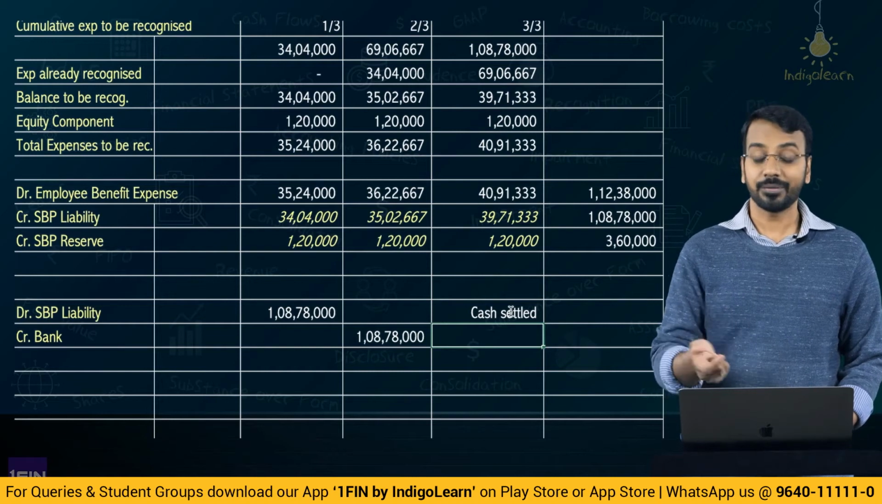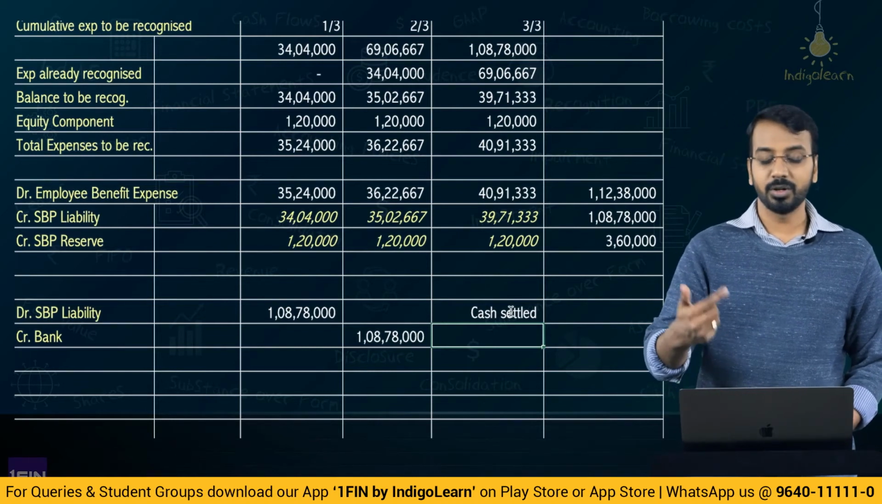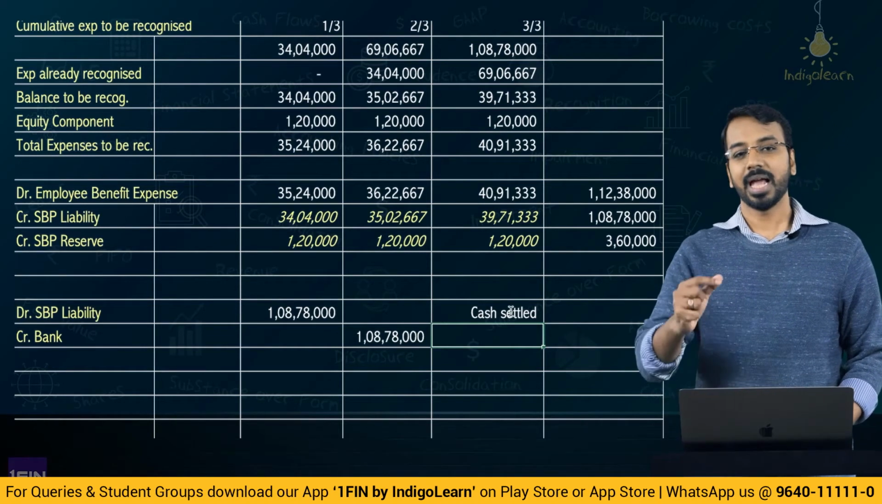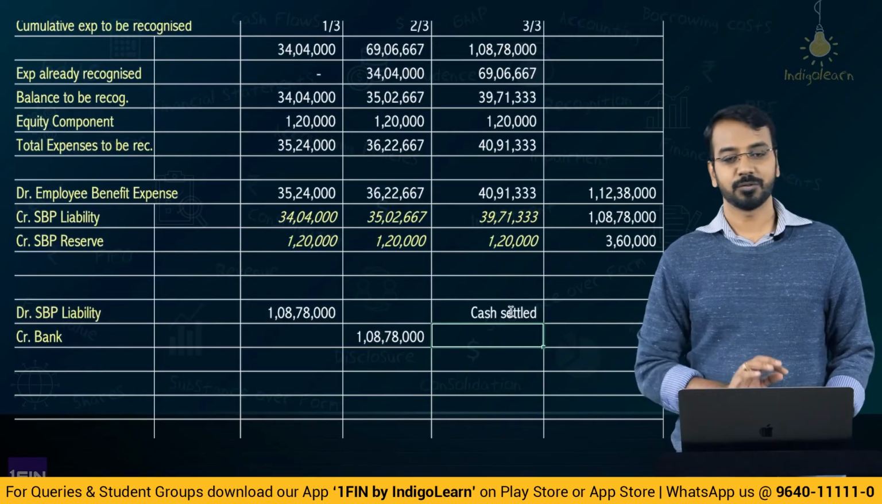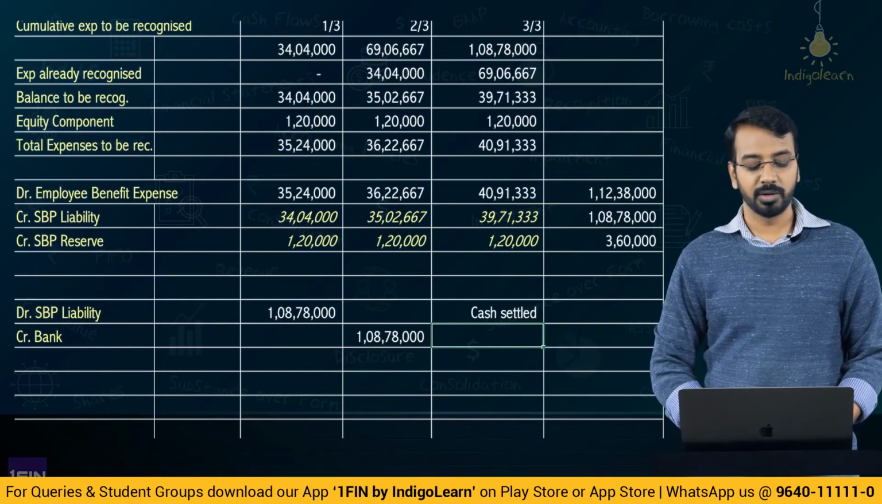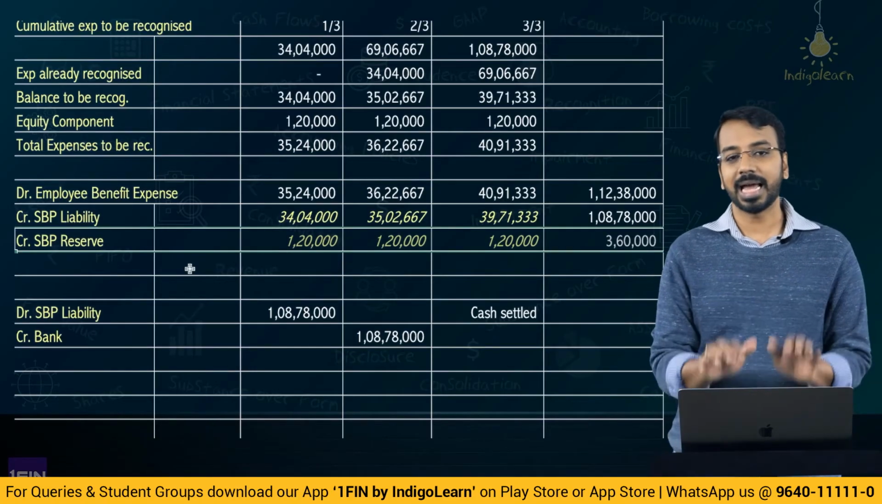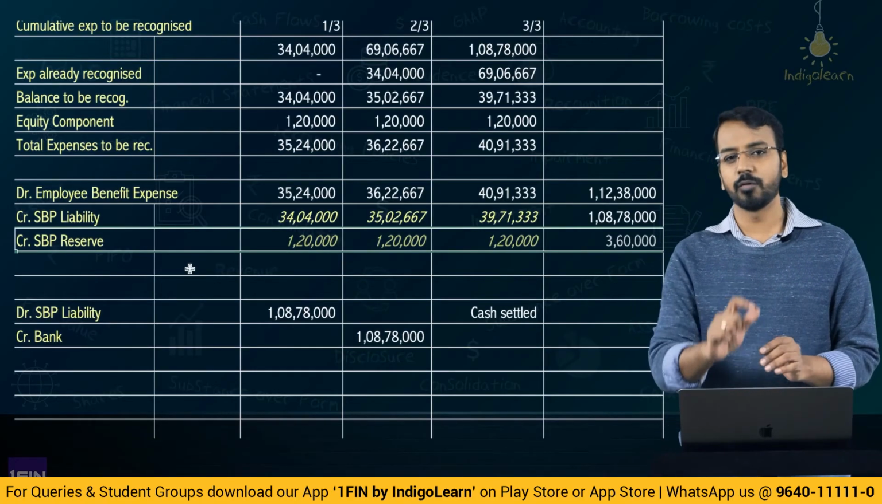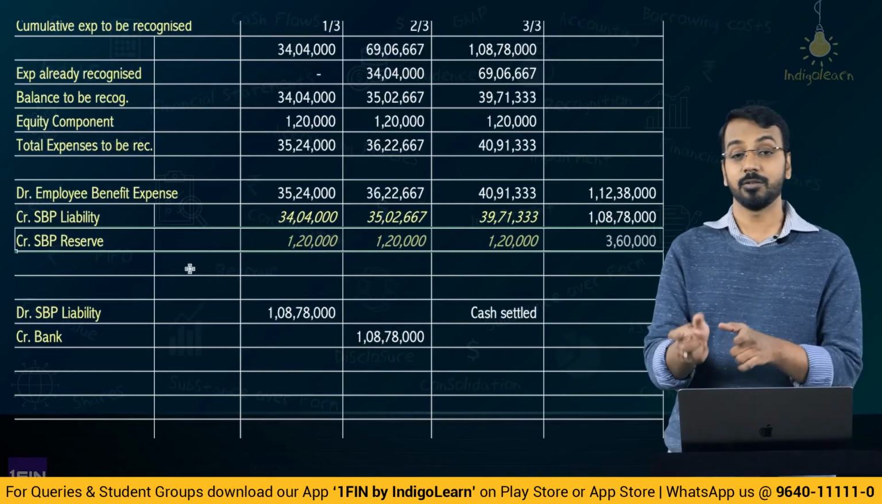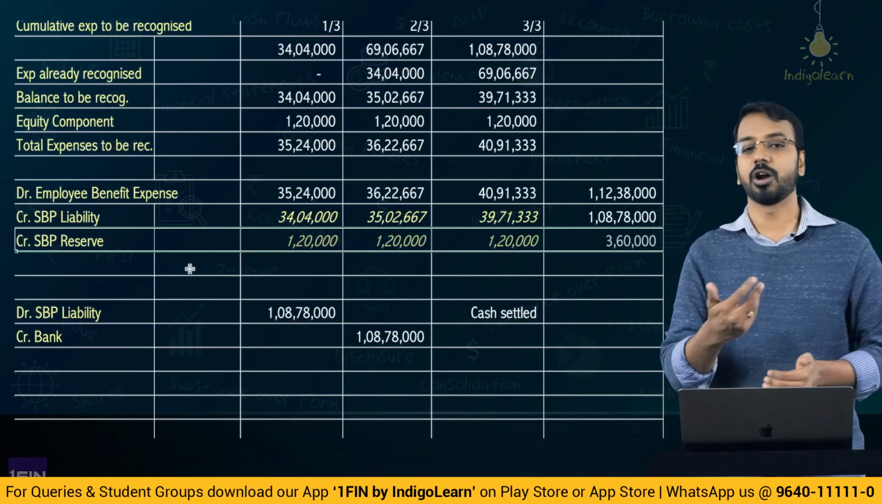Okay, if it is equity settled, then the liability will be transferred to equity and you will issue equity shares in turn for that. Now if it is cash settled, will we do anything with this SBP reserve? We will not do anything with this SBP reserve. It will lie under equity.